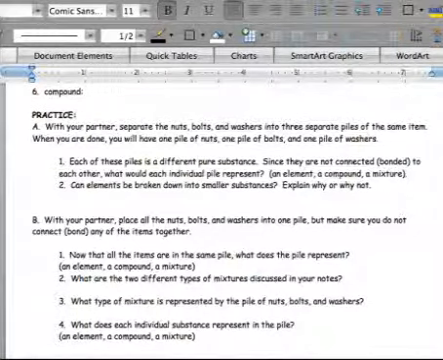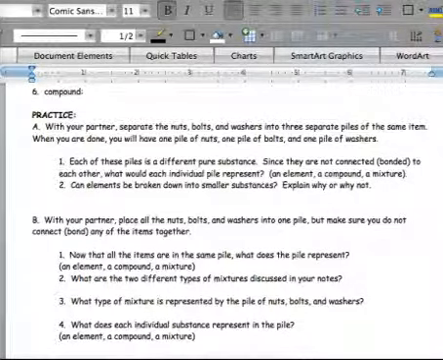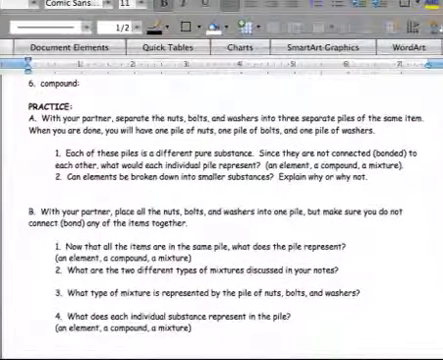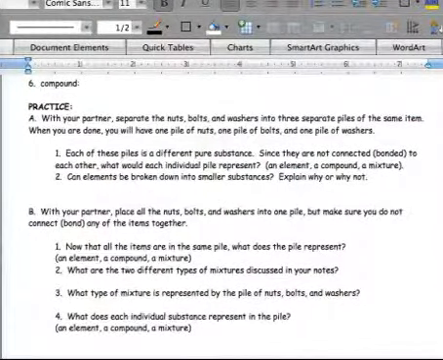So part A. With your partner, separate the nuts, bolts, and washers into 3 separate piles of the same item. When you're done, you will have a pile of nuts, 1 pile of bolts, and a pile of washers. And there's 2 questions that you have to answer about them. So this is what you should have. You should have the individual nuts, bolts, and washers. And since I have 3 of them, remember that I have 3 washers. I can't really hold them up very well, but I'll have 3 washers, 3 nuts, and 3 bolts, and I have them all in separate piles, okay? So I have 3 separate piles sitting in front of me with bolts, nuts, and washers. There's, again, a couple questions to answer for A, so 1 and 2.